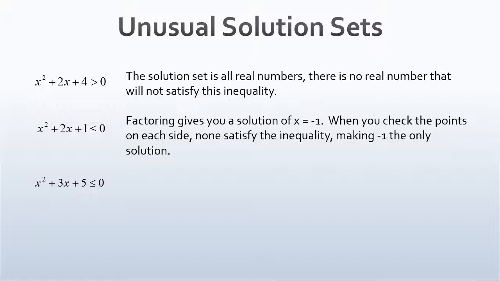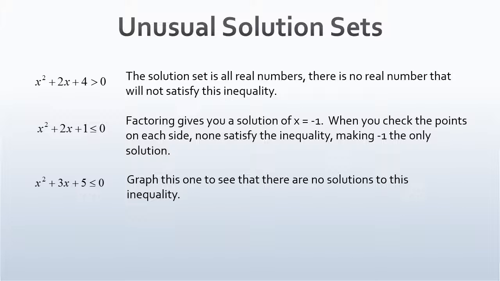And here we have our third. When you graph this, you'll see that there are no solutions to this inequality at all, because this entire graph lies above the x-axis. And the inequality is asking for where the x values are where the graph lies below the x-axis.